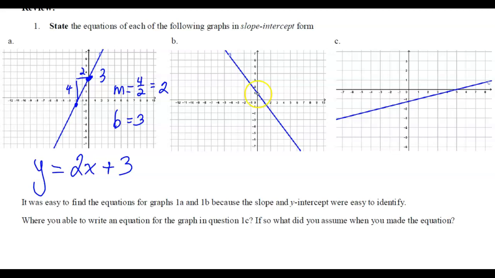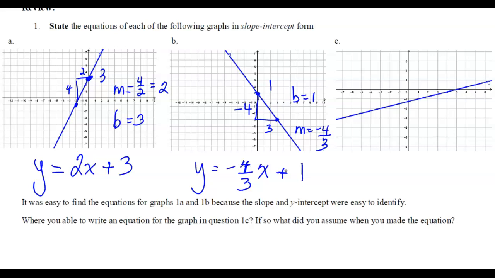Okay, so that looks like it's at 1. A little bit hard to tell. Looks like here is a good point at a grid crossing. Okay, and so if I draw my triangle there, it's down 1, 2, 3, 4, to the right 3. So my slope is negative 4 over 3. My y-intercept is 1. So y equals negative 4 thirds x plus 1. Okay.